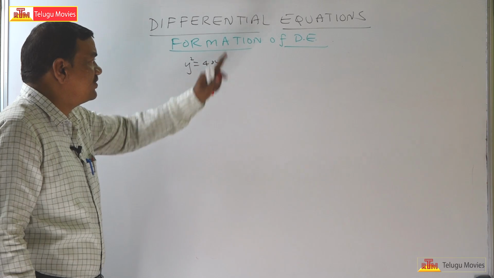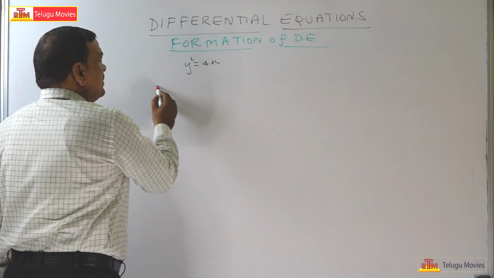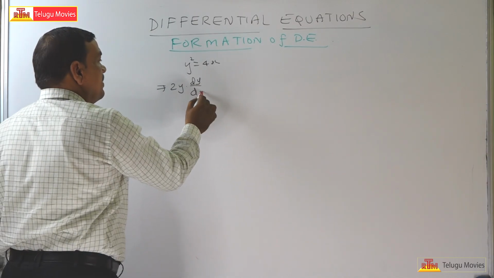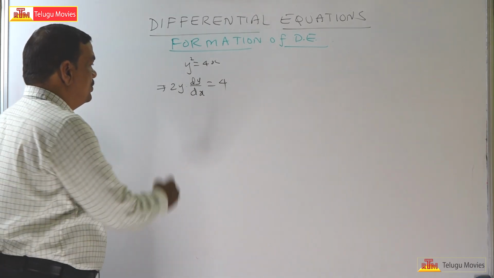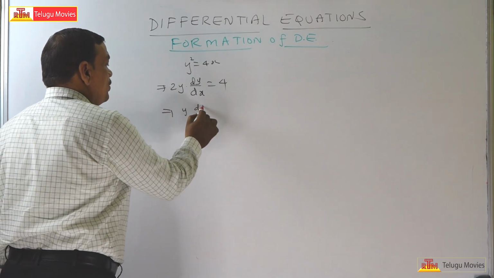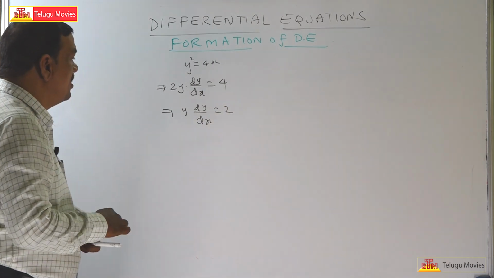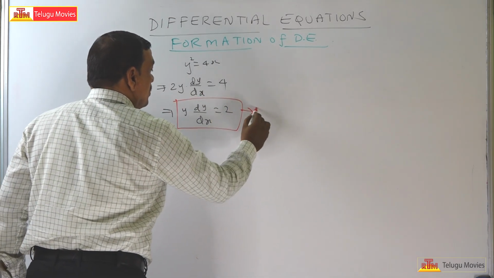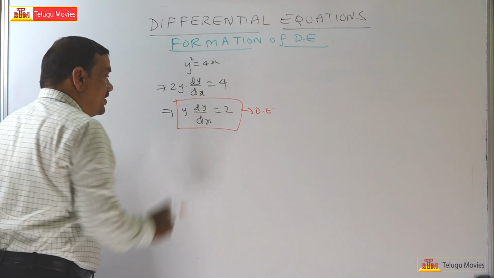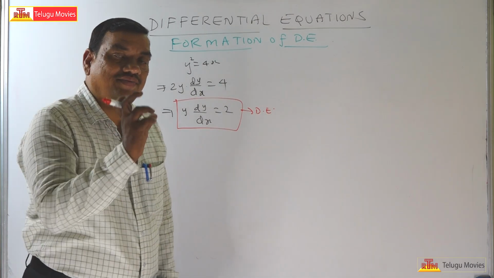How is a differential equation formed? Now I am going to explain. Differentiate with respect to x on both sides. The derivative of y square is 2y times dy by dx, that is equal to the derivative of 4x, which is 4. So y into dy by dx is equal to 2. This is called a differential equation: y into dy by dx is equal to 2.